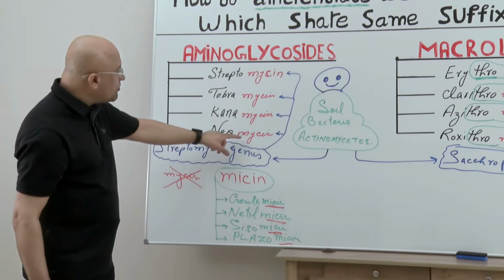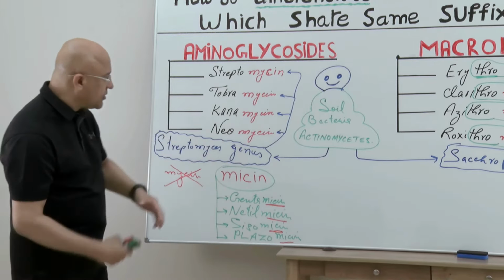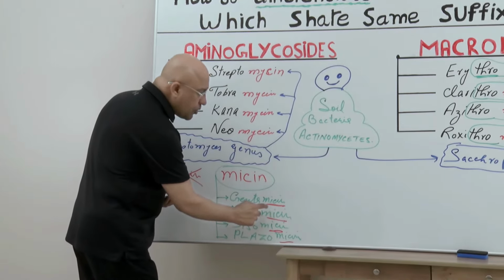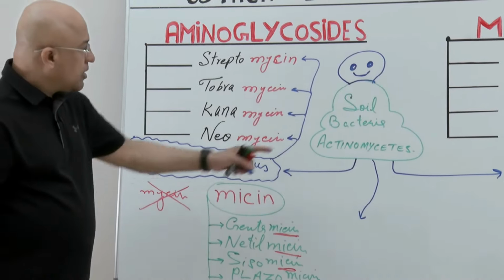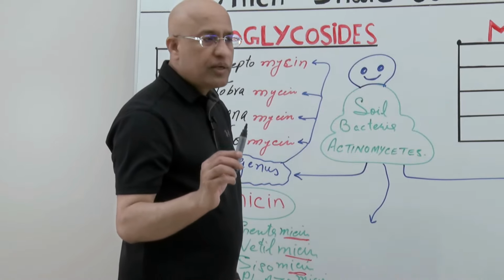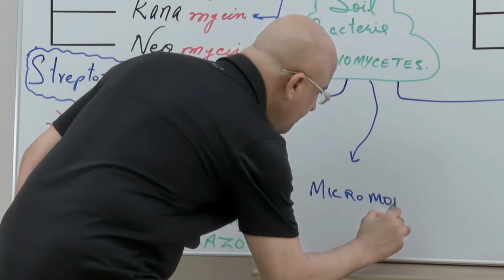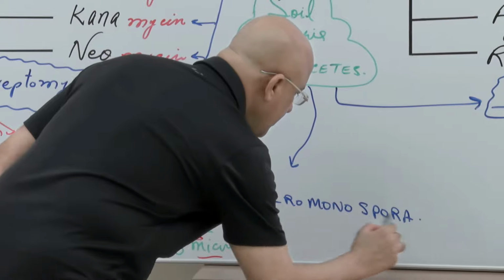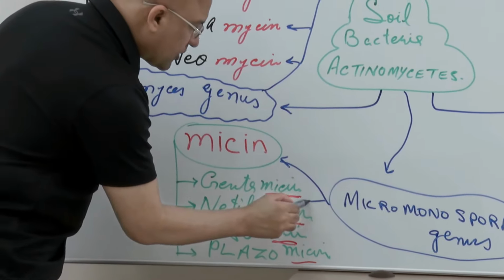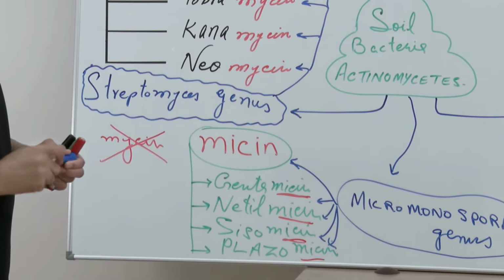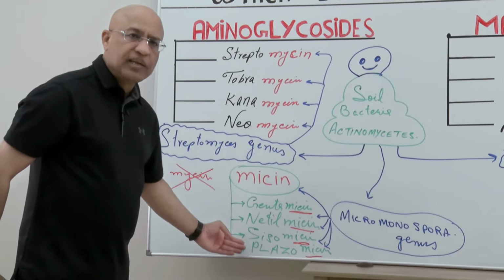As I told you, aminoglycosides which end up with mycin are basically derived from the Streptomyces genus. But those aminoglycosides which end up not with mycin but with micin are derived from a different genus of actinomycetes, called Micromonospora. This genus is the source of gentamicin, netilmicin, sisomicin, or plazomicin. Gentamicin was the original to be discovered, and the others are derivatives of that, right?